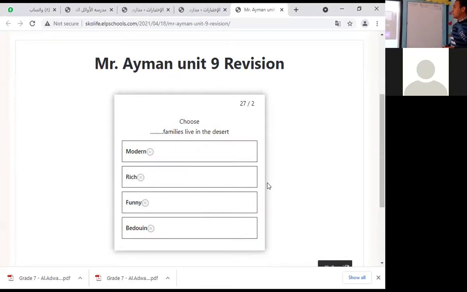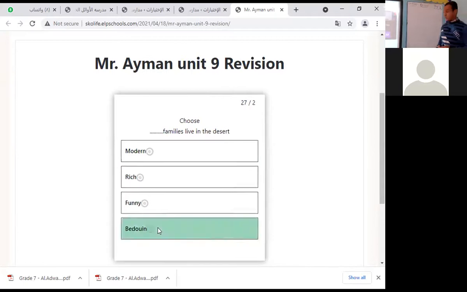Question number two: Bedouin families live in the desert. Modern families, rich, funny, or Bedouin? Yes, the answer is D, Bedouin families live in the desert.